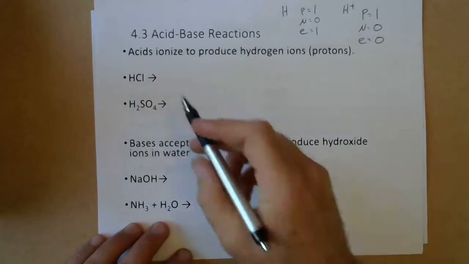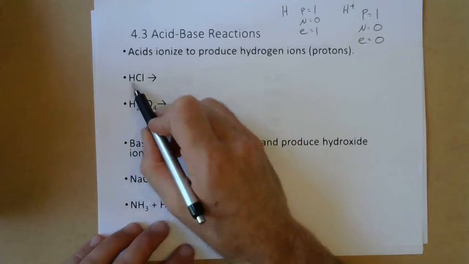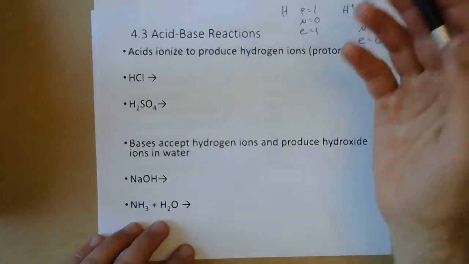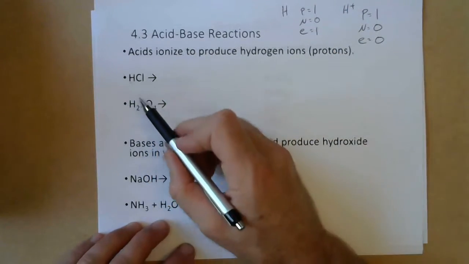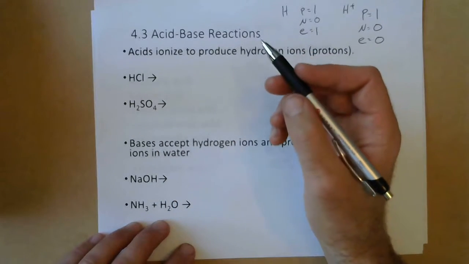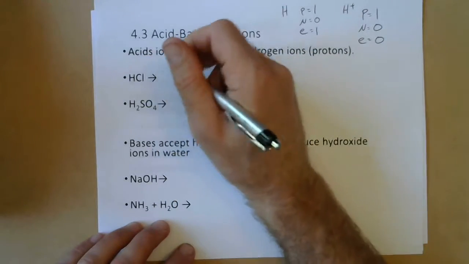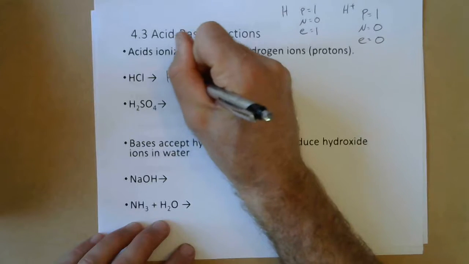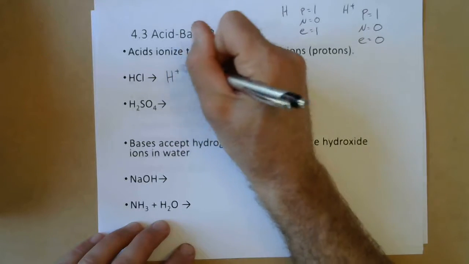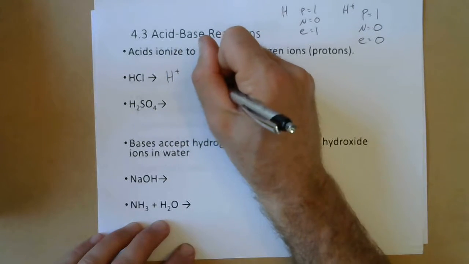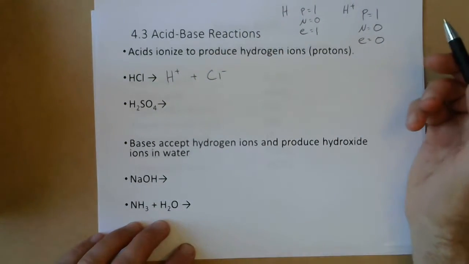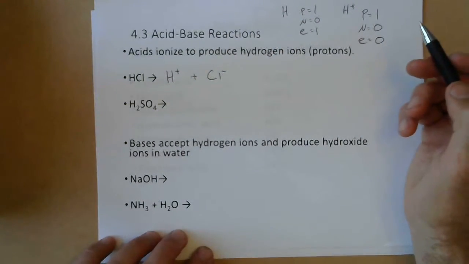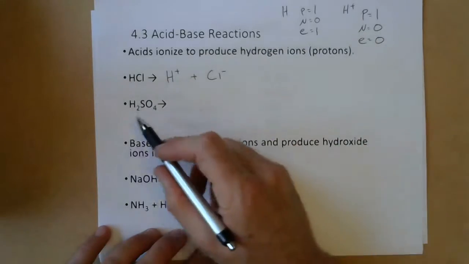So what do acids do? Well, all acids are going to start their formula with hydrogen because they need that proton to donate. One way to recognize that something is an acid is if its formula starts with hydrogen. So HCl, hydrochloric acid, when it goes into water, is going to produce hydrogen ions and chloride ions. So it increases the proton concentration in the solution and therefore is an acid.